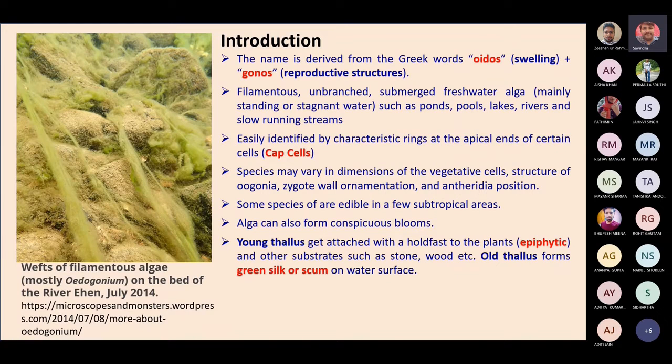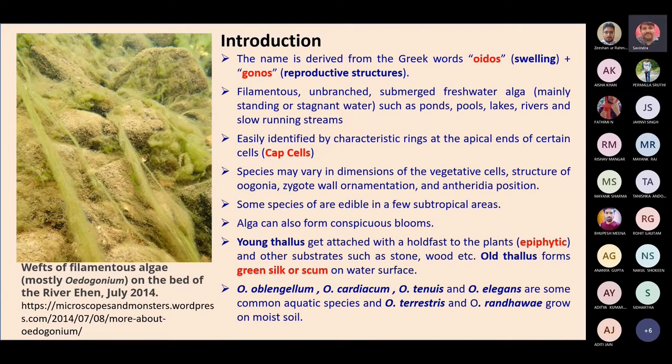So if you see a mature filament, there are more chances that you will not be able to find the holdfast. There are some aquatic species, and the most important is Oedogonium elegans. This is the most commonly found aquatic species. However, there are some terrestrial species like Oedogonium terrestris, but these are very rare. Most of them are aquatic species.